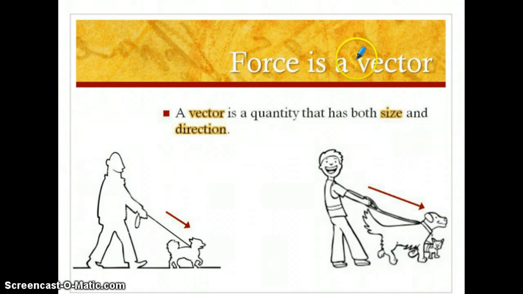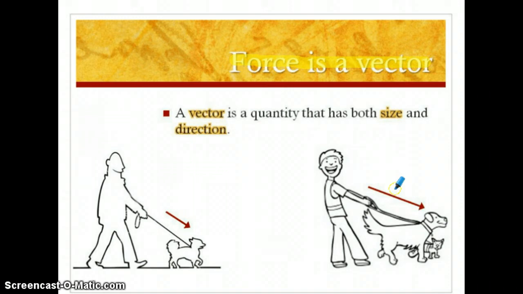Force is a vector. You're going to highlight that entire sentence. Force is a vector. Remember from motion, a vector is a quantity that has both size and direction and is usually displayed as an arrow. So you notice in this picture here, this gentleman is walking his dog.